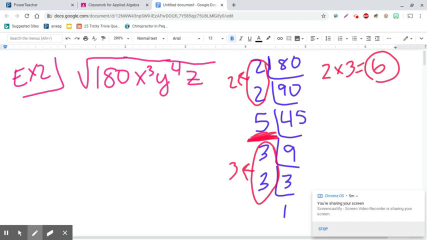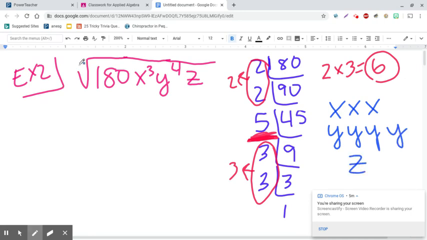Now we're going to do our variables. We have 3 x's, 4 y's, and 1 z. Remember, there's an invisible 2 here, so we're looking for groups of 2. That's a group, and one x is left over. That's a group, that's a group, no y's left over. This z doesn't have a match, so it's going to stay.